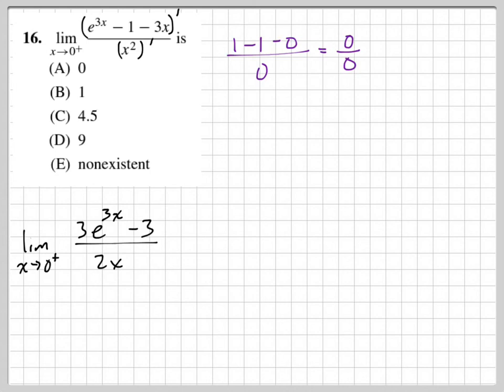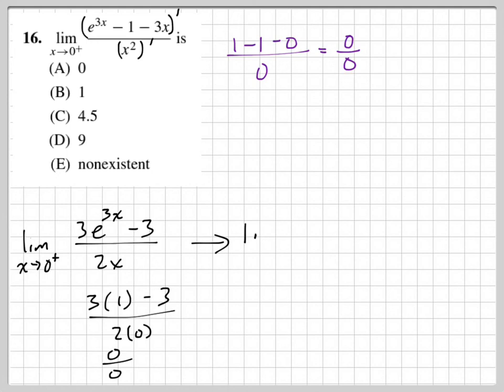Right now, I'm not worried about the positive side, but let's just plug in 0 to see what happens. If I plug 0 into this one, that would be 3 times 1, because anything raised to 0 power is 1. Then I'm subtracting 3. And the bottom, I get 0 as well. So it looks like I get 0 over 0. Do we have to use L'Hopital's rule again? Yes, we do.